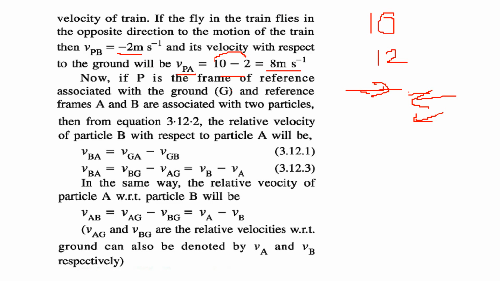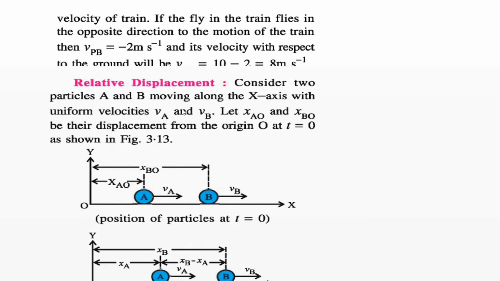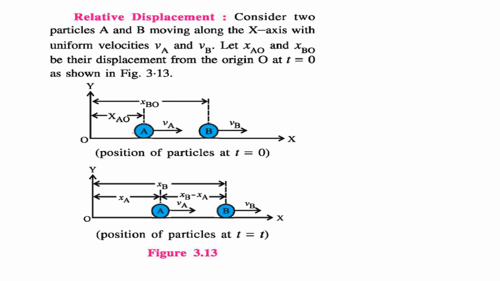And now if P is the frame of reference associated with, say, the ground, and references A and B are associated with some two particles, we'll see it in the equation and diagram also. The relative velocity of the particle B with respect to A will be what? I'm giving you an idea about this. We are talking about this relative motion. So our objects are A and B. Now they are moving, say A and B are moving together. If A and B are moving together in the same direction, things will be different. If they are moving in the opposite direction, things will be different.